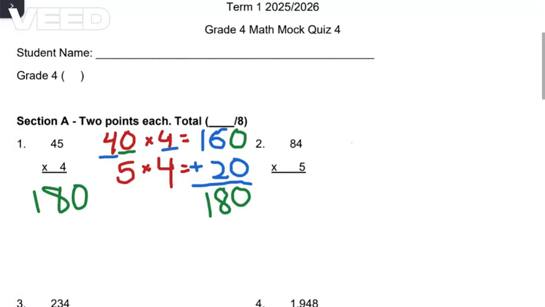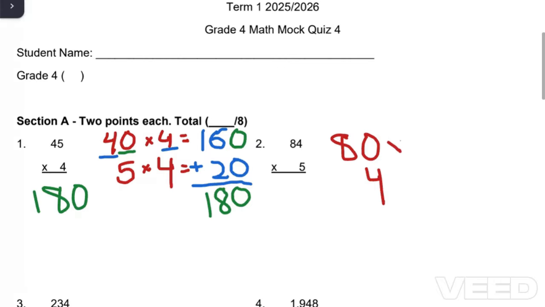84, we're going to break it up into tens and ones. And if there were hundreds, we would break it up into hundreds, tens, and ones, okay? But there's only tens and ones. So 84, we're going to break it up into 80 and 4, okay? And we're going to multiply both of those numbers by what we're multiplying 84 by. We're multiplying it by 5.